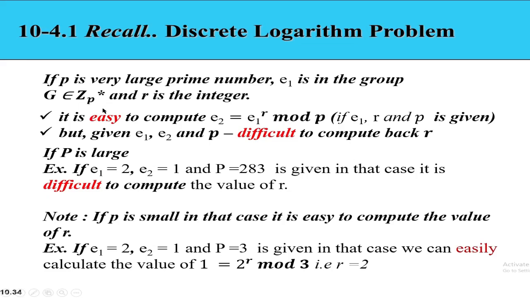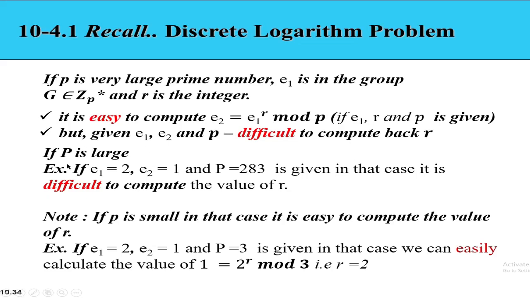So if E1, R and P are given, it is very easy to compute the value of E2 by using the formula E2 equals E1 to the power R mod P. But if the values of E1, E2 and P are given, in that case it is very difficult to compute the value of R. So this is the overall discrete logarithmic problem.